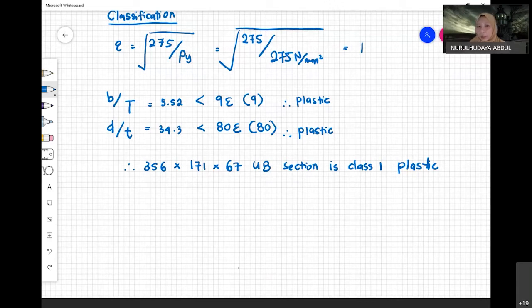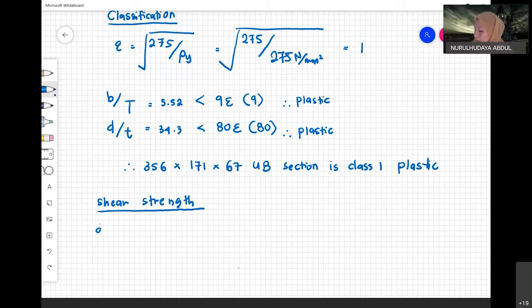Section kita ni adalah plastik. So after the classification, then kita akan check on the shear strength. Shear strength apa? Shear strength of the section ni lah, whether the section can resist the shear stress, shear force daripada loading ya. Okay, kita check shear strength.